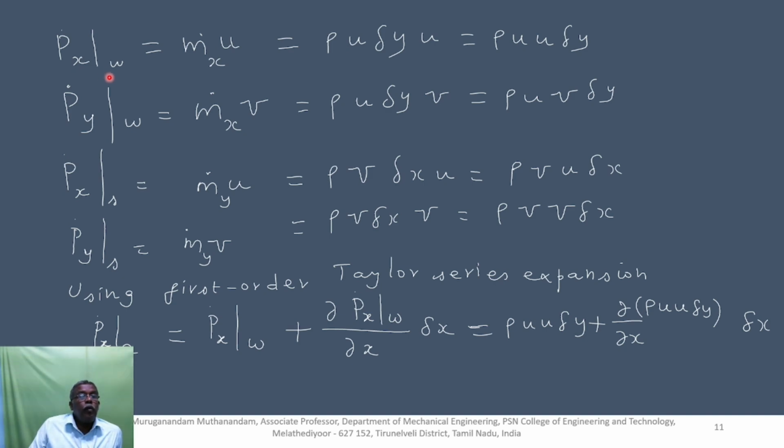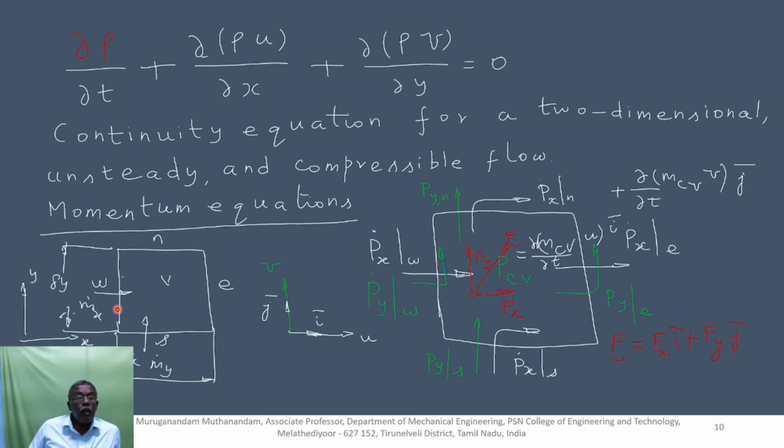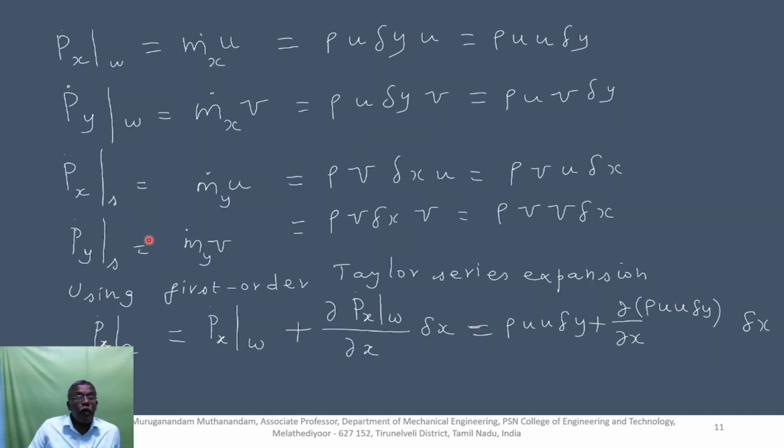P dot x w, P dot y w, P dot x s, P dot y s. Using this momentum inflow into the control volume, we find the momentum outflow. These are the two sides, west side and south side, through which momentum is entering the control volume. These are the two sides, north side and east side, through which momentum is leaving the control volume.